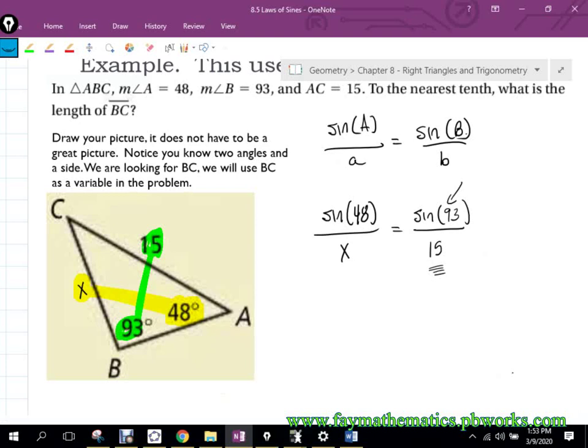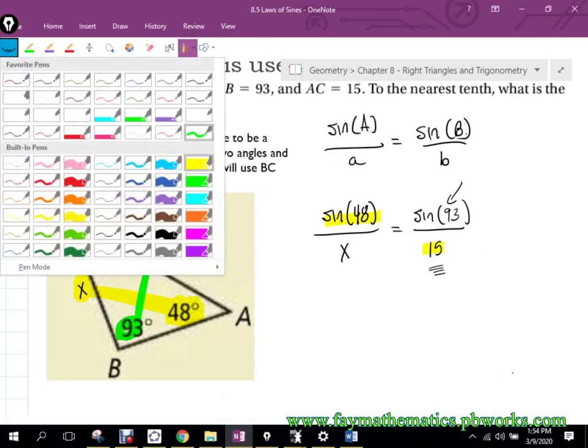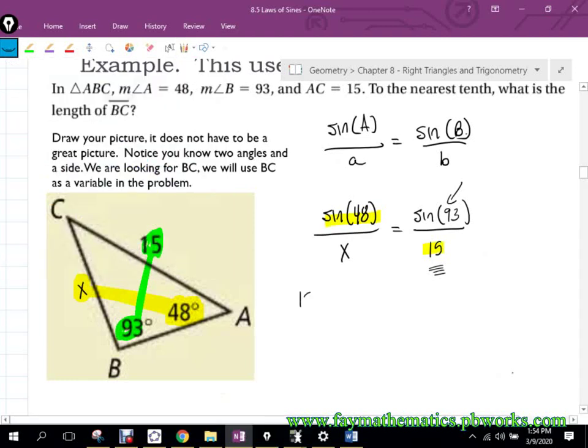Okay? How do I solve a proportion? What's the first step? Okay, so I'm going to multiply these two, right? I'm going to cross multiply. So we get 15 sine of 48. And then we're going to cross multiply these two, right? So we get x sine of 93. Is that okay with everybody?